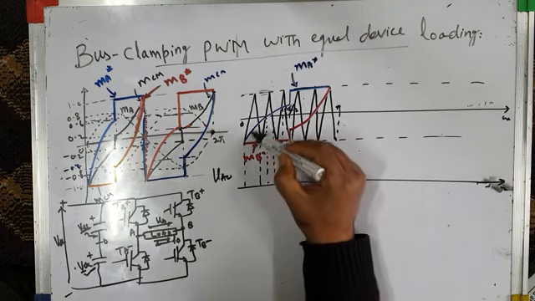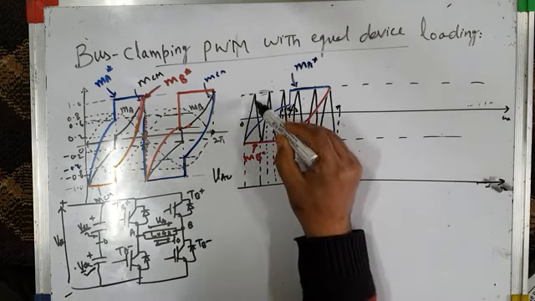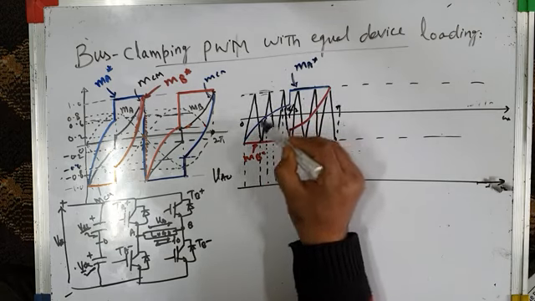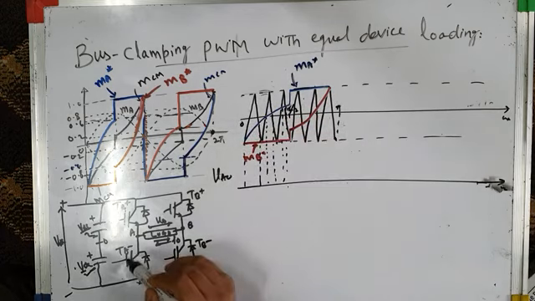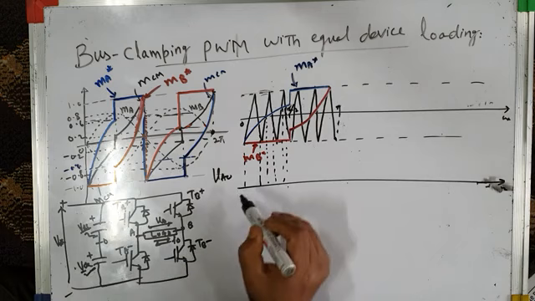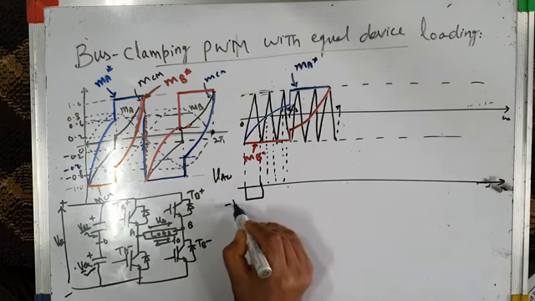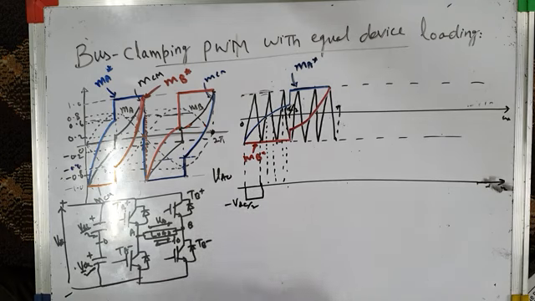Now from this instant to this instant, the triangular carrier wave is higher in amplitude than the reference sine wave MA star. So the bottom switch of leg A, TA minus, is on, which makes VAO equal to minus VDC by 2. So VAO is minus VDC by 2.